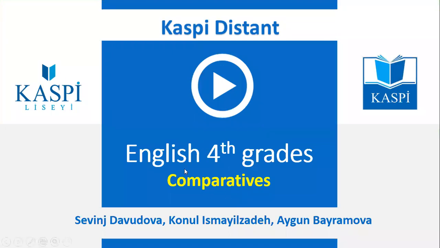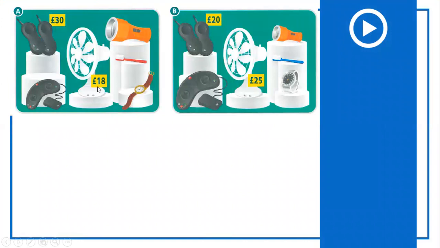Today our topic is comparatives. Let's see what comparatives are. Here we go. We have two pictures, picture A and picture B. And we have two similar and at the same time different gadgets here.